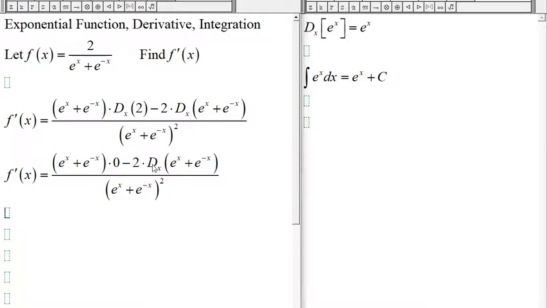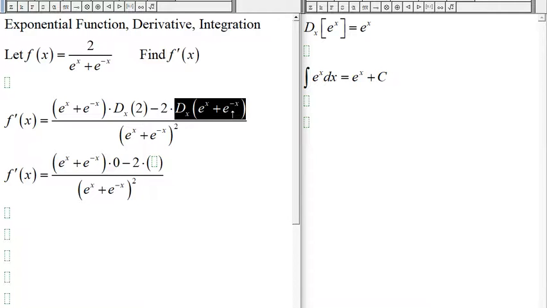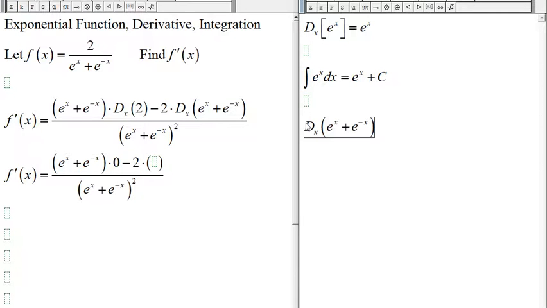And then we have to work out the derivative of e to the x plus e to the negative x right here. So we want the derivative of this expression. The derivative of e to the x is just e to the x. Then plus, this is not x right here, and so we have to use the chain rule.